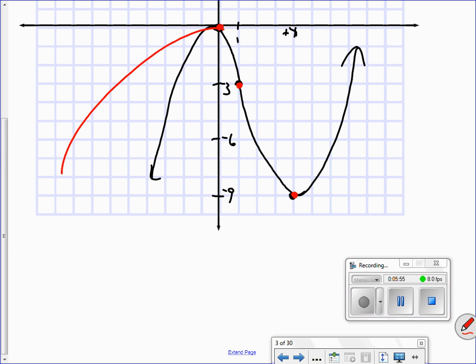Then from 0 to 1, we said the graph was decreasing and concave down. That's why it looks like this here. There you didn't really have much play, because you had to get to that other point.